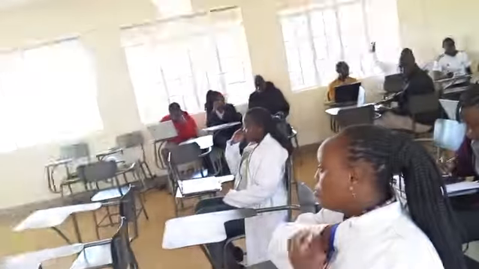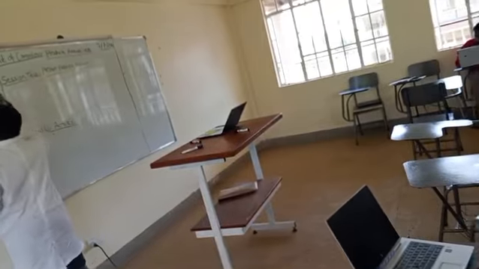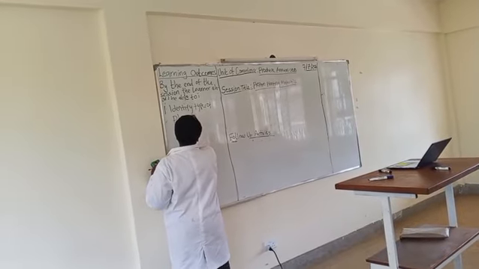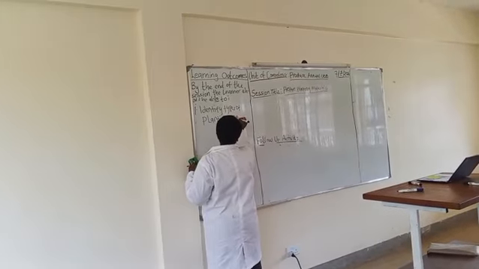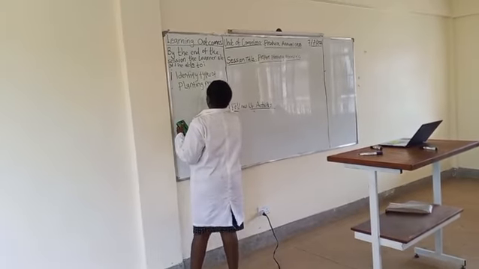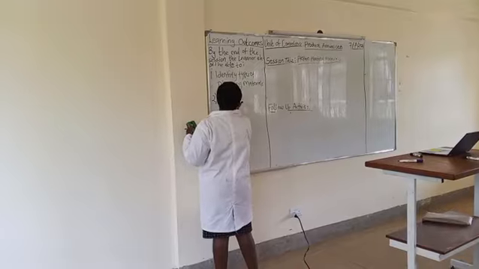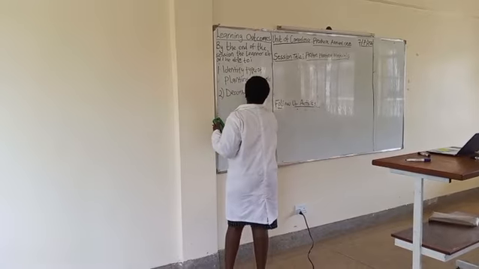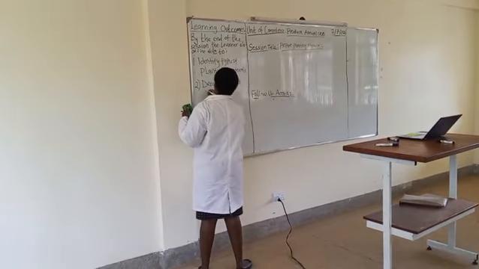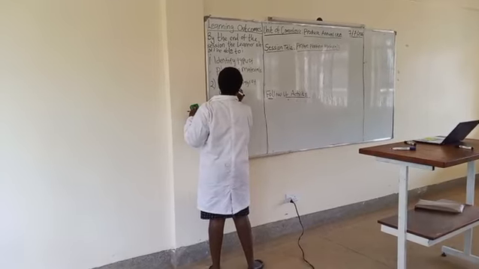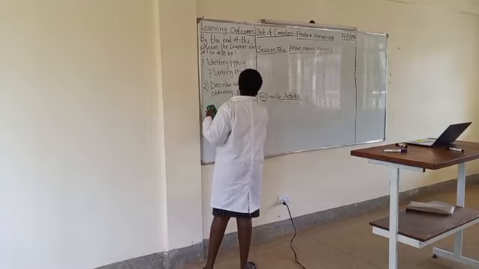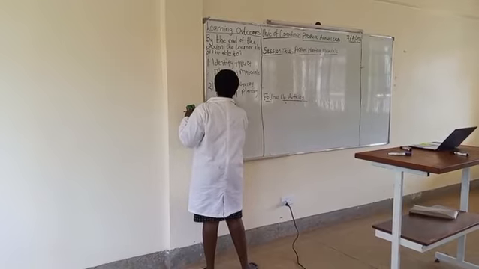So our learning outcomes will be: identify different types of planting materials, and also describe ways of obtaining planting materials.